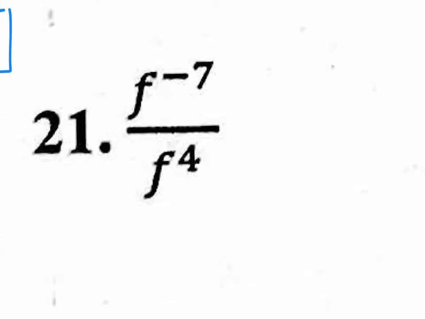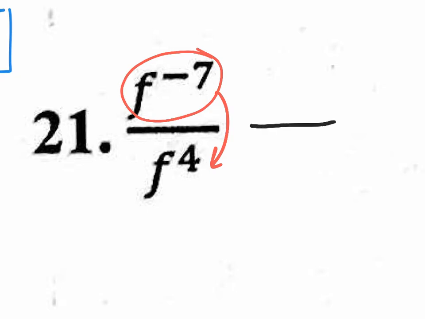Number 21, what do you guys want to do? Rule number 6. Rule 6, negative exponents, move them to the other side. I want to get this f to the negative 7, and I'm going to move it right down here. So what's left over up on top? 1. There's nothing there, so I just put a 1 up there. On the bottom, I have the f to the 4th that was originally there, and I now have an f to the 7th that I moved down there, and it now becomes positive 7 instead of negative 7.